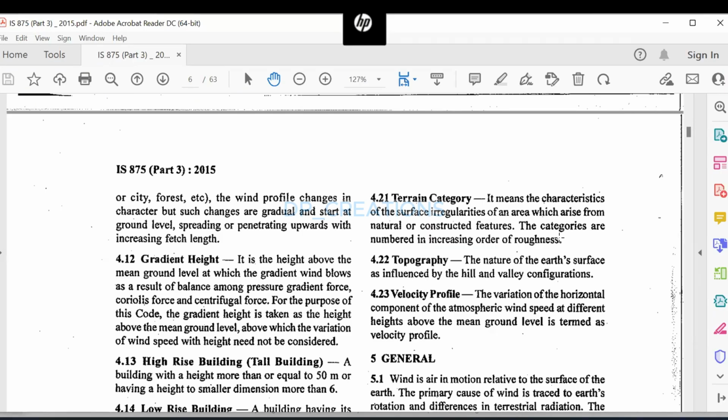Okay, then gradient height. It is the height above the mean ground level at which the gradient wind blows as a result of balance among pressure and gradient force. For the purpose of this code, the gradient height is taken as the height above the mean ground level, above which the variation of wind speed with height need not be considered.